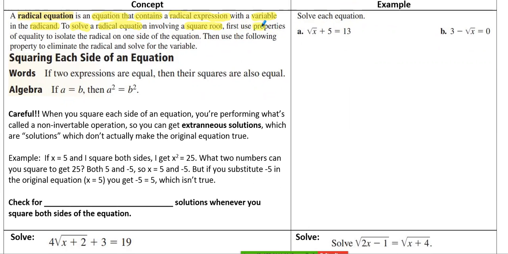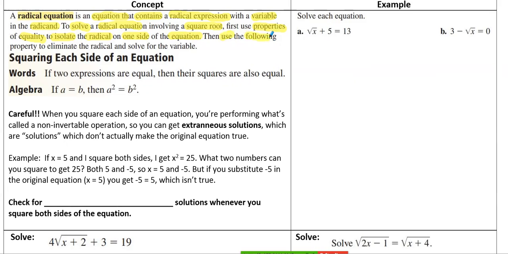First, use properties of equality to isolate the radical on one side of the equation. So you want that radical by itself. So you see how there's the plus 5 here? No, you don't want that plus 5. So you're going to want to use the subtraction property of equality so that the radical x is by itself.